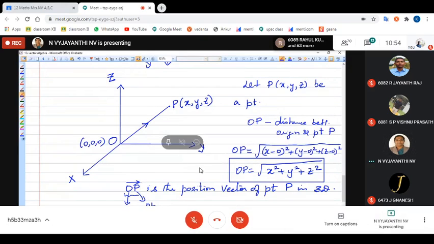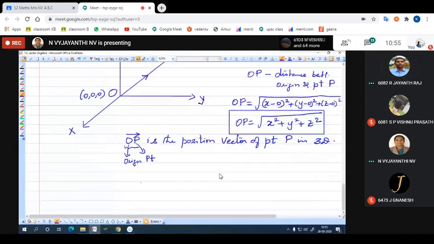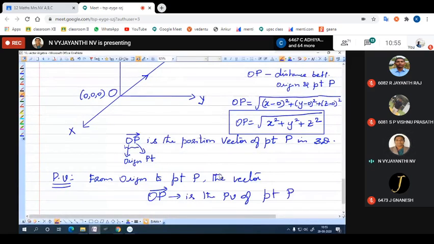Okay. The vector OP having O and P as its initial and terminal points respectively is called the position vector of the point P with respect to origin O. Understood? Yes, ma'am. So that is the position vector definition. From origin to point P, the vector given by OP is the position vector of point P. Okay. So always we will consider the position vector of point P from origin.